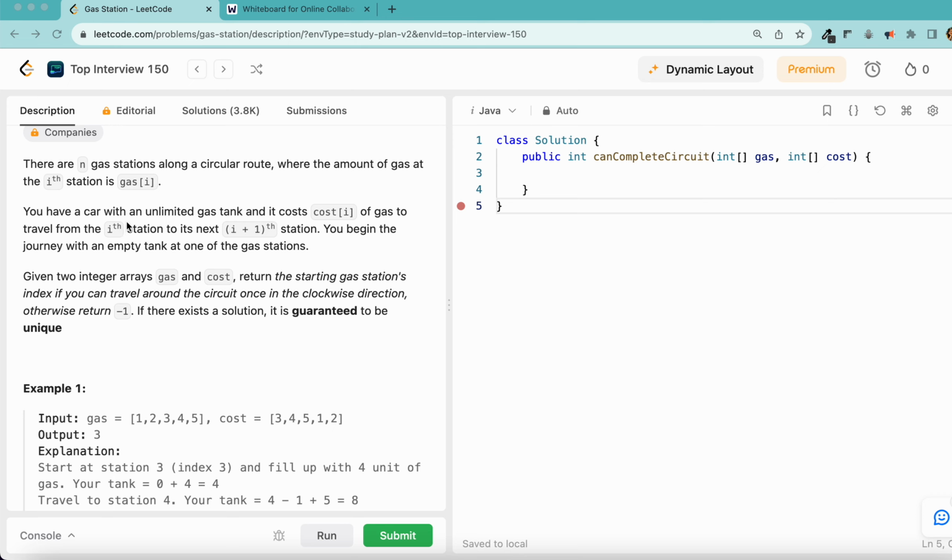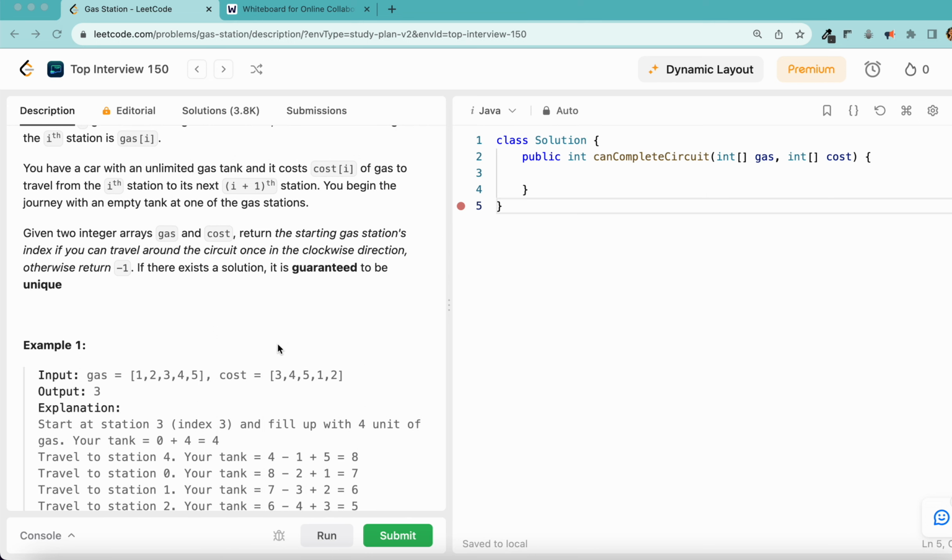Okay, you have a car with an unlimited gas tank and it costs cost[i] of gas to travel from the ith station to the next, i plus 1 position. You begin the journey with an empty tank at one of the gas stations. So you have unlimited capacity of your gas tank, so you can fill whatever amount you want, and it will cost you cost[i], which is another array parameter which has been given. So traveling from 0 to 1, it will cost you 3 units. From 1 to 2, it will cost you 4 units of gas.